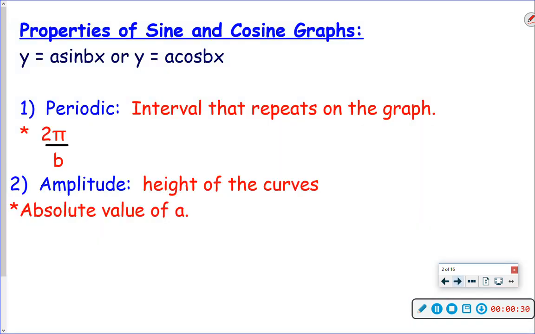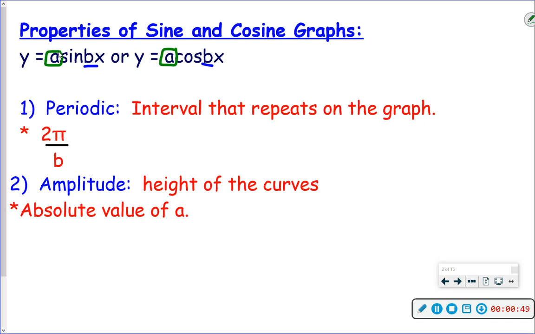Let's get into it. So properties of sine and cosine. Of course we need to talk about some different things and how to represent these graphs. So clearly, just take note, A is your lead coefficient on both functions, and then B is the coefficient on x, the number in front of x. So just take a look at those as we go through and do these definitions.